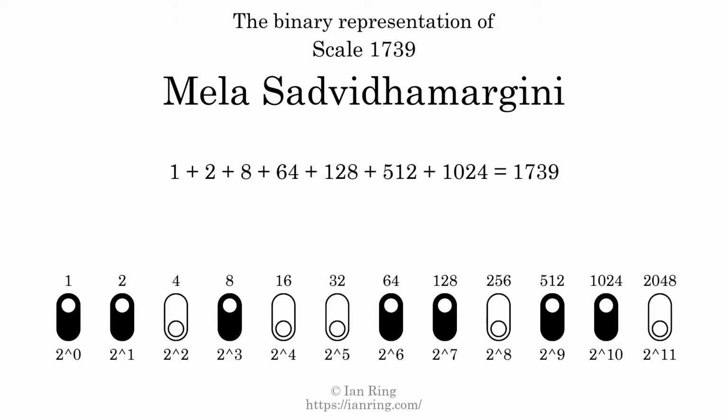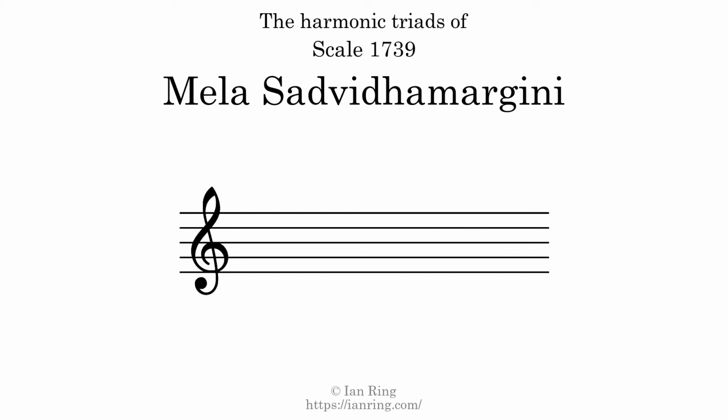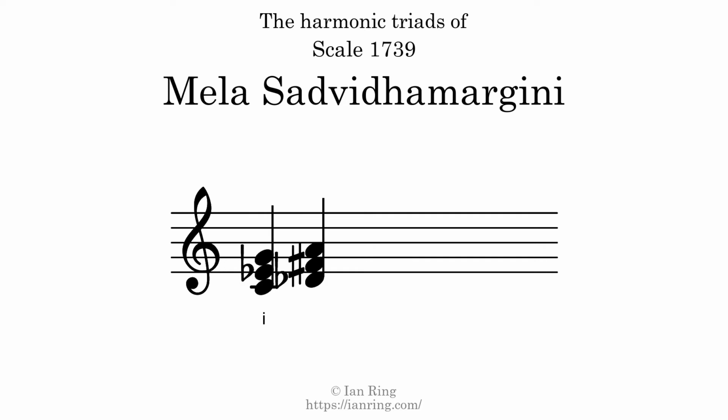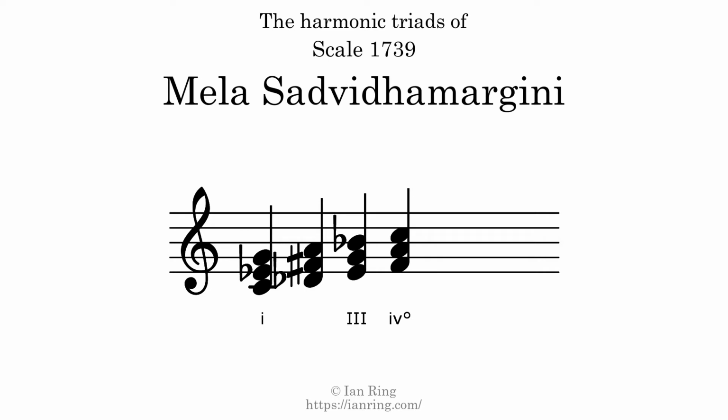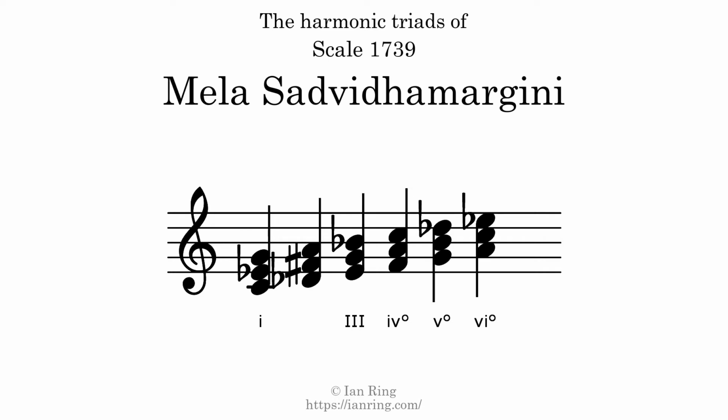1739. The scale number not only enumerates the scale with a unique index, but it also literally describes the tonal content of the scale. Represented as a binary number in base 2, the scale number is 0110110001011. Here are the harmonic triads present in this scale. Minor, unnamed, major, diminished, diminished, diminished, unnamed.